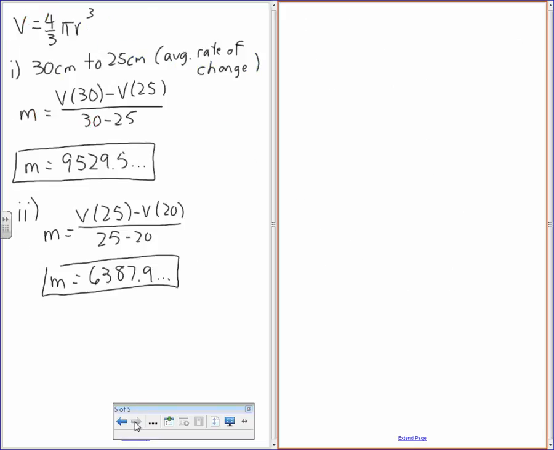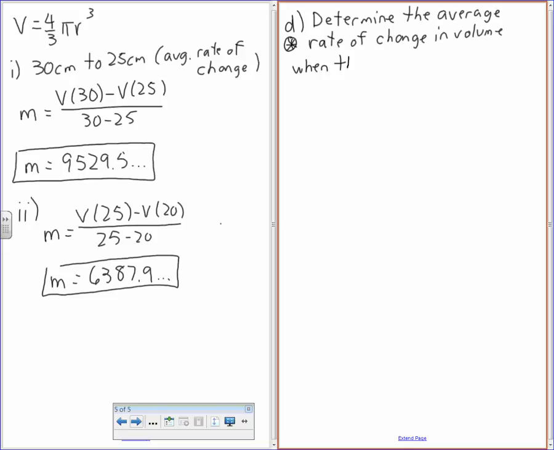So letter D says, and this is the new part, determine the average rate of change in volume when the volume decreases from 1675.